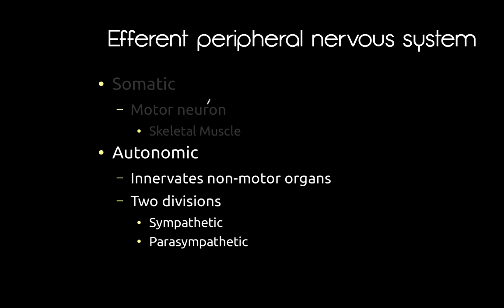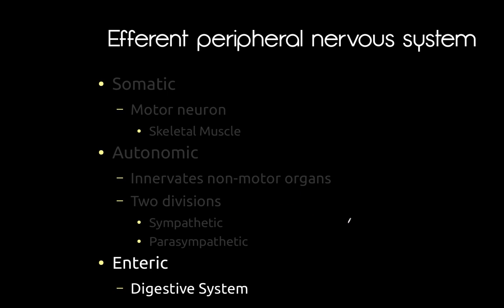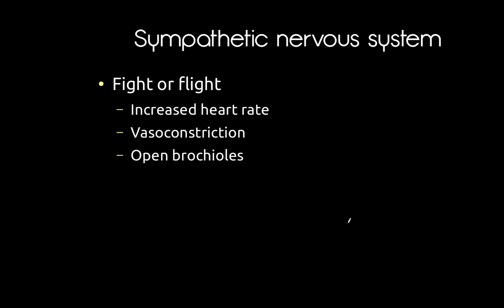And we have two divisions in there. The sympathetic, which again is fight or flight, and the parasympathetic nervous system, which tends to be rest and relax types of functions. And then finally, again, the enteric nervous system, which is really controlling a lot of the digestive system. Sometimes it's said that your stomach has its own brain. Again, I wish I had more time to expound on the enteric nervous system. Really interesting stuff going on there.